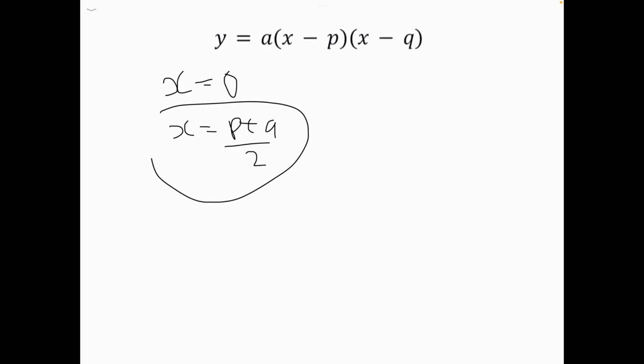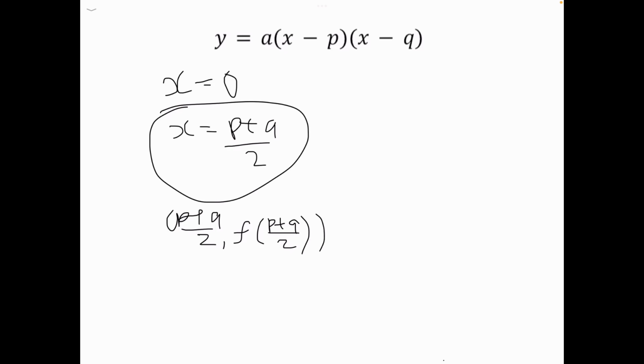This is the factorized form. To find the y-intercept, set x to 0. To find the axis of symmetry, use the formula p plus q over 2. To find the vertex, use the calculated value of x here, and then plug it in, which will give you the y value. So the vertex would be p plus q over 2, comma, f of p plus q over 2.